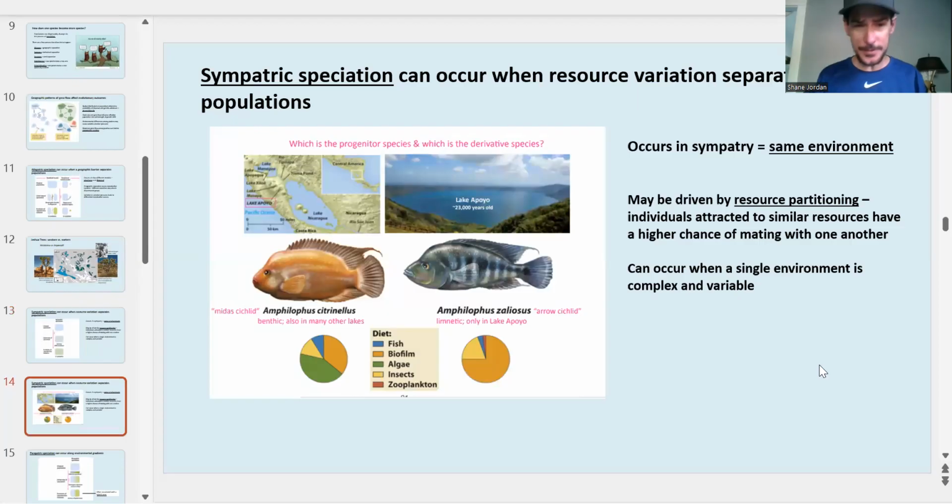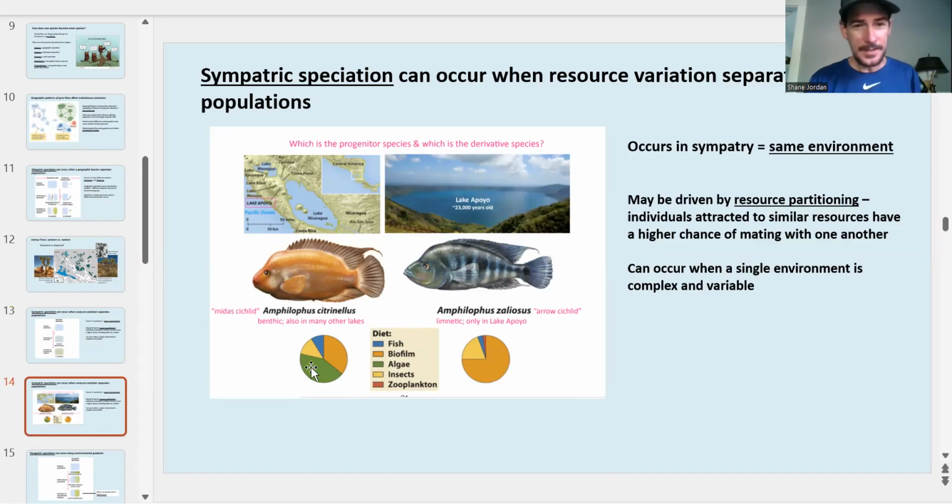We can see a real example of this, a famous example, in these cichlid fishes of Lake Apoyo, which is a geologically young lake in Nicaragua. It's only been about 23,000 years since this lake was formed. And we see two different species of cichlids in this lake, the Midas cichlid and the arrow cichlid. These little pie charts down here at the bottom illustrate the proportion of different resources from the environment that these fishes are using for food. And as we can see, the proportions of these resources that they use are not the same.